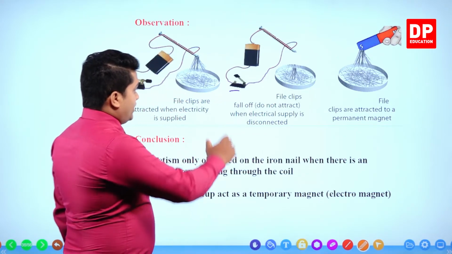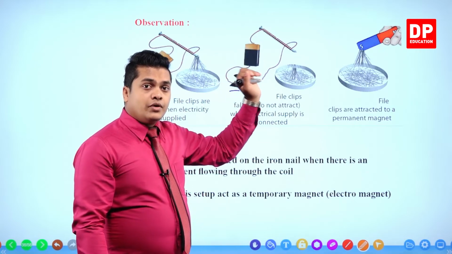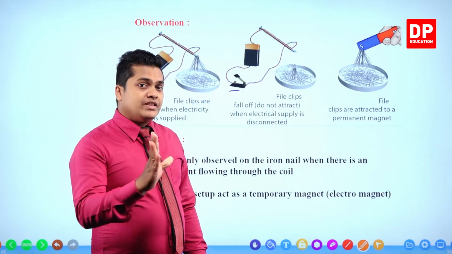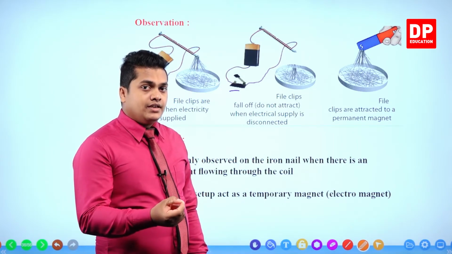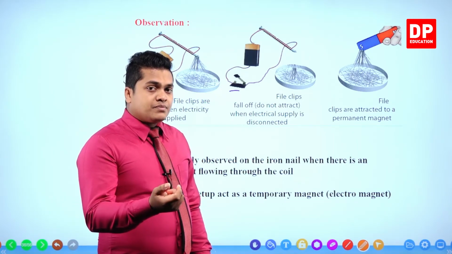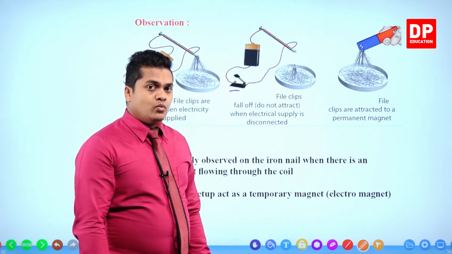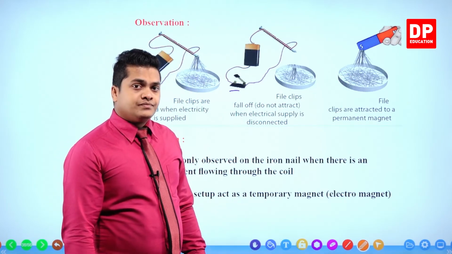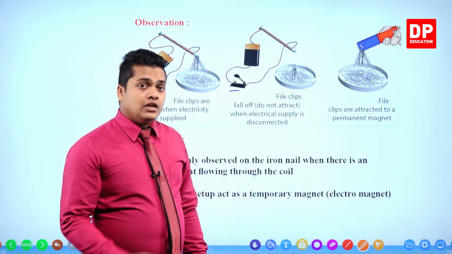And when you turn on this setup also, you can observe that the file clips are attracted to the iron nail. So in this situation, we can say that finally the file clips are getting attracted only to a magnet. We concluded that by using the permanent magnet over there.